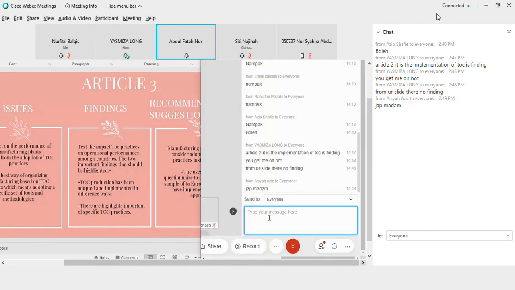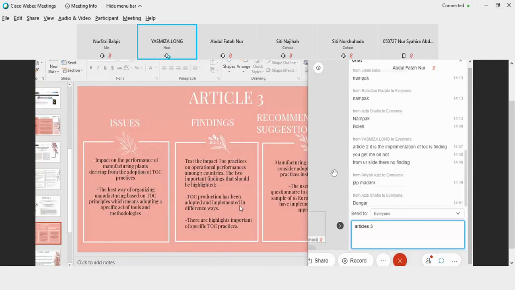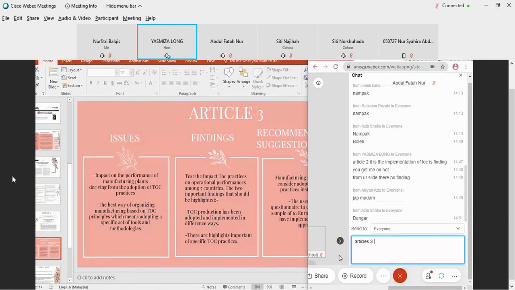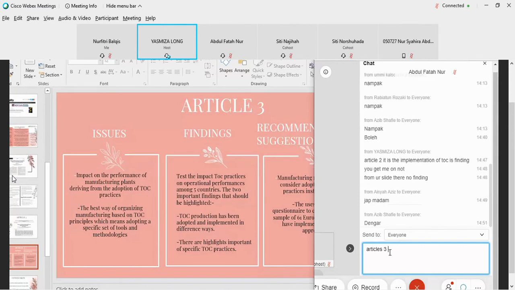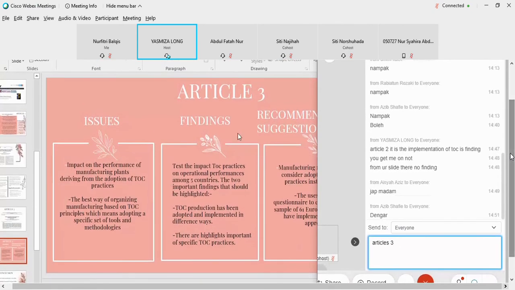Orang dengar tak? Dengar, Madam. Okay, artikel 3 is no problem because they just want to know about the industry at Europe, whether they implement the TOC or not. And what they found out is that one of them use the TOC but in a different way. So dia implement TOC ni tapi maybe implementation different between the country. It's okay lah, dia dah bagi tahu finding.